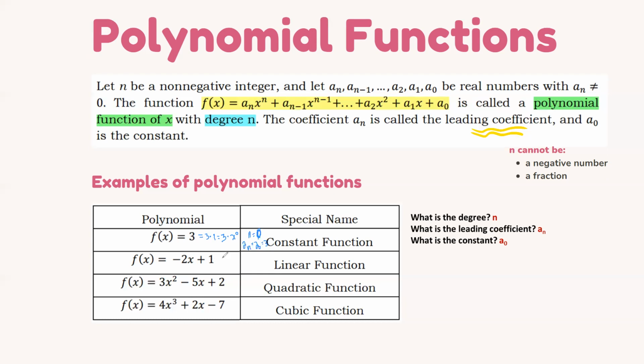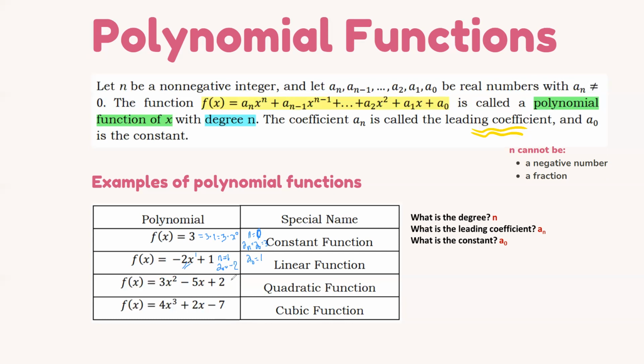So if you have your answers with you, let's ask ourselves, what is the highest exponent in this function? Of course, x is raised to the power of 1. So our degree would be equal to 1. Our leading coefficient, or the number attached to the variable with the degree, is -2. And then our constant would be equal to 1.